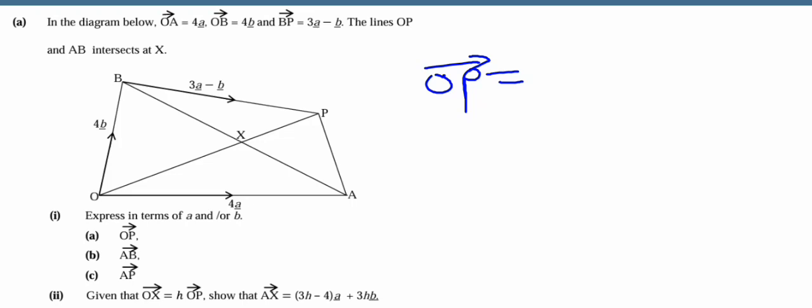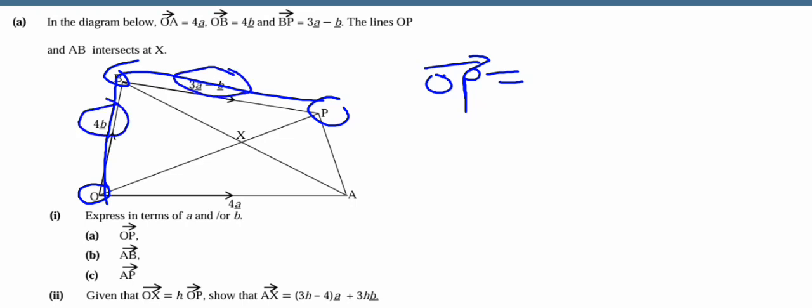So what about this one here where we are going to say OB, then from B to P, this one here, is it going to work? Of course it is going to work because we have this vector A and also this vector A.